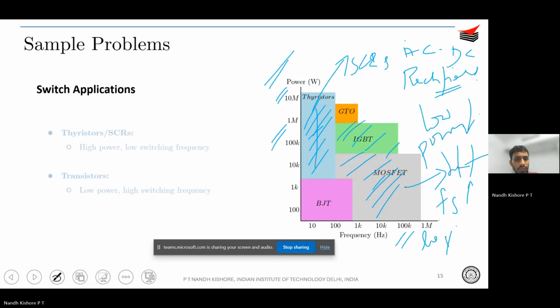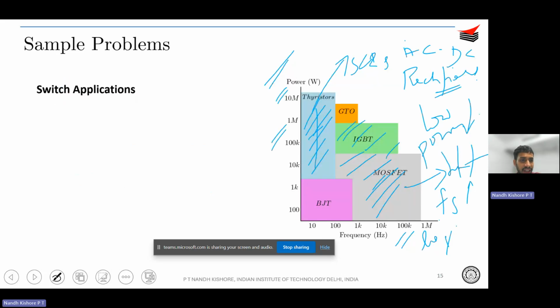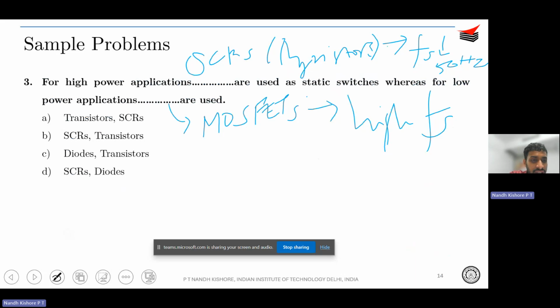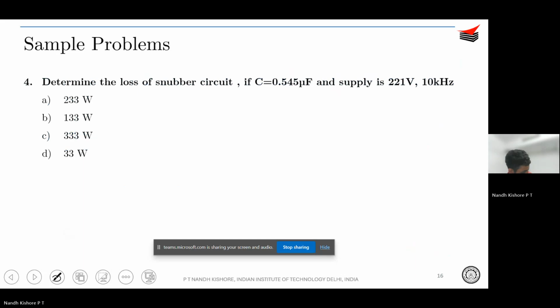Okay. So thyristors and SCRs are used for high power and low switching frequency applications, and transistors are used for low power and high switching frequency applications. So the answer is: for high power applications, SCRs are used, and for low power applications, transistors or MOSFETs are used.